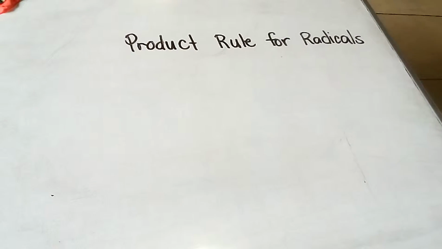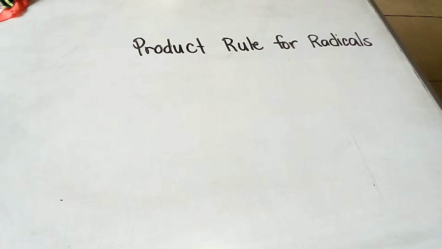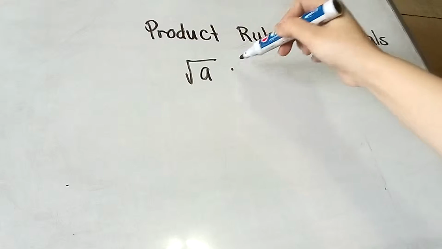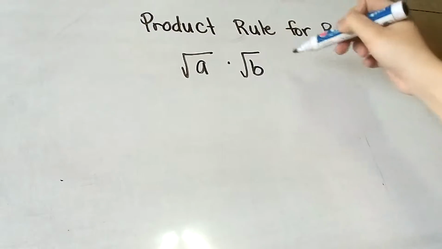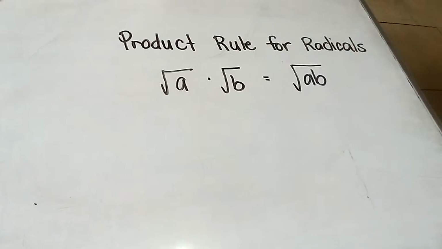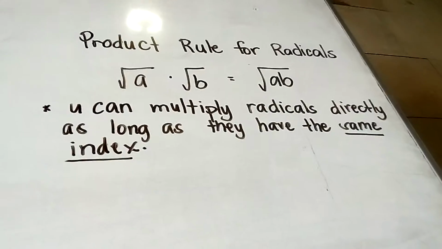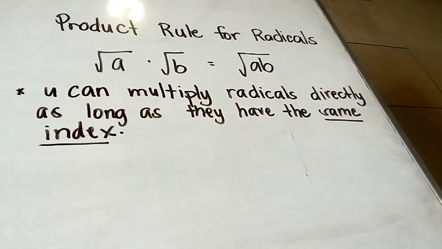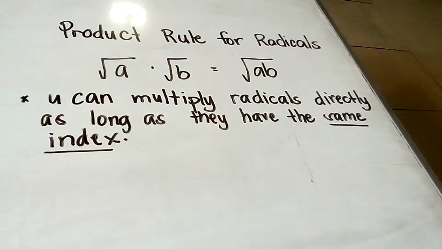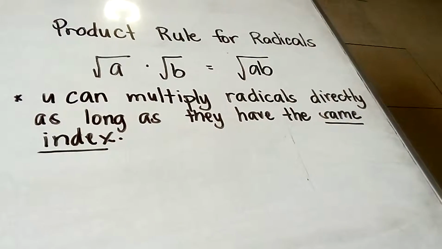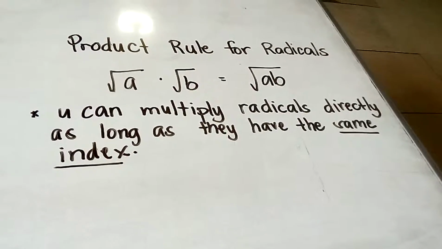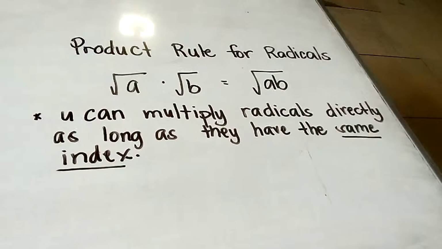Product rule for radicals. Example. Square root of A multiplied by square root of B is the same as square root of AB. You can multiply radicals directly as long as they have the same index. In this problem, square root of A multiplied by square root of B has an index of 2.